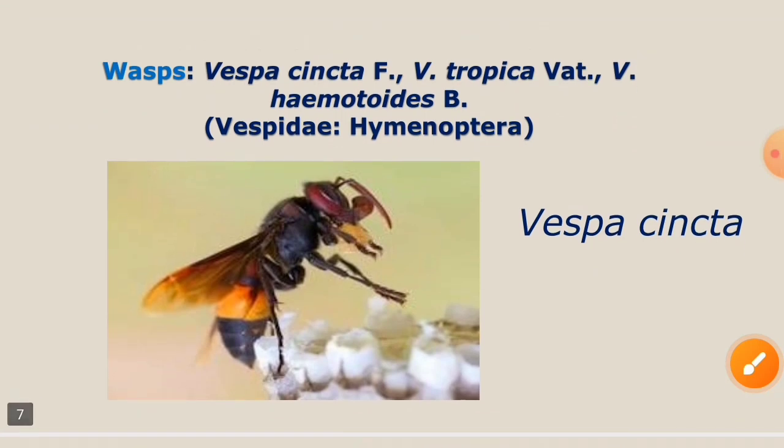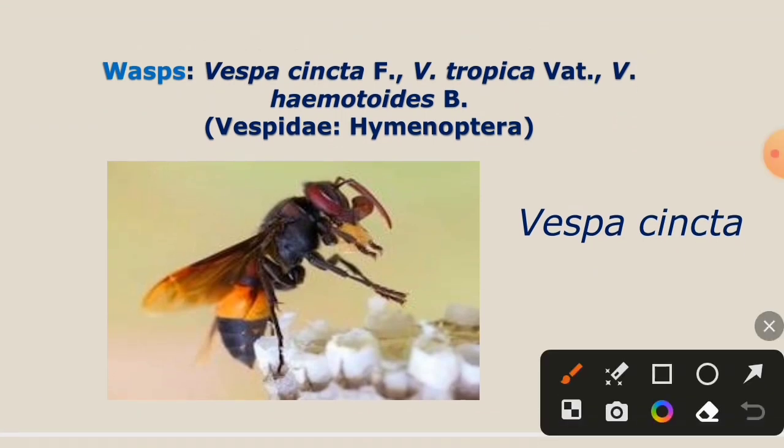Now let us discuss the wasp. The first wasp species is the yellow banded hornet, that is Vespa cincta, and Vespa tropica haematodes is also another species of yellow banded hornet.